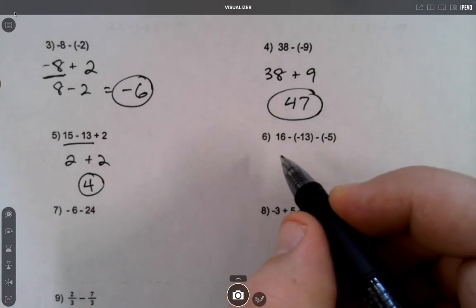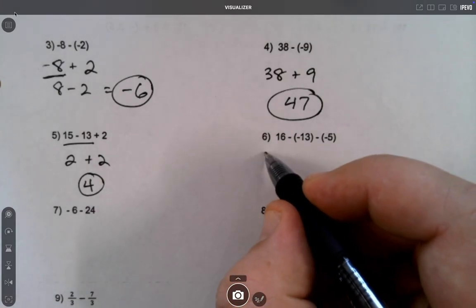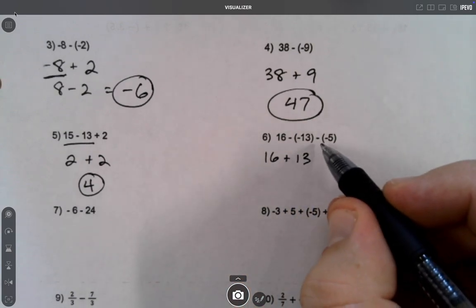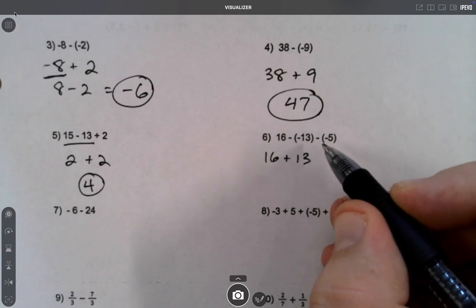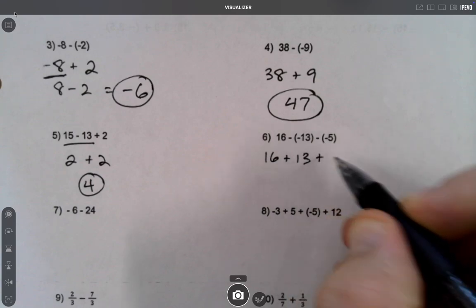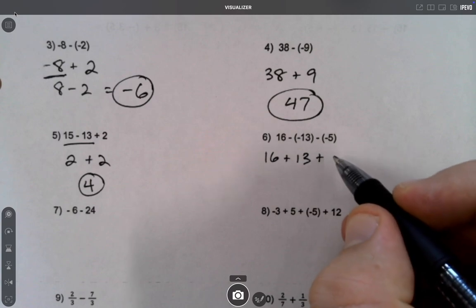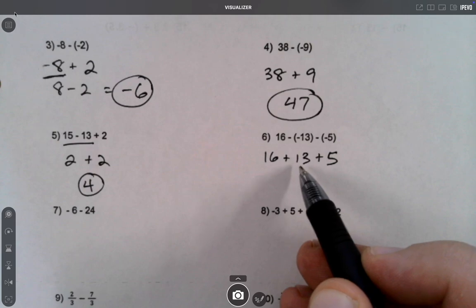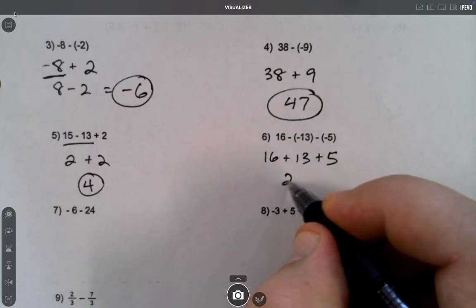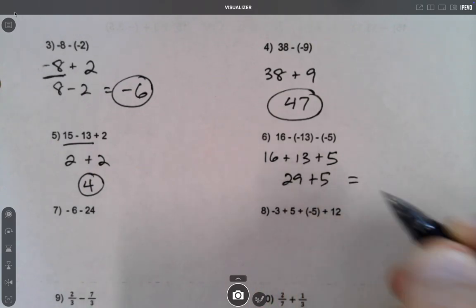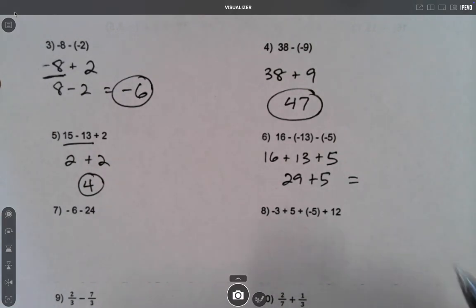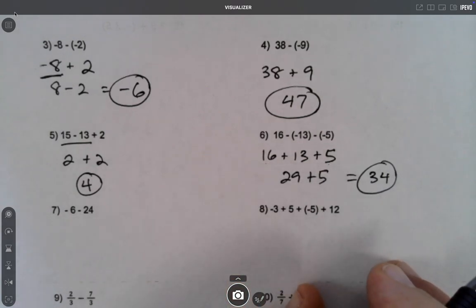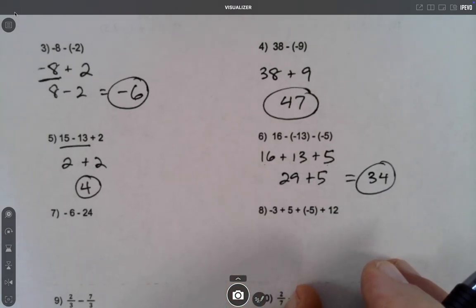Okay, number 6, 16 minus -13. So we do keep, change, change. Then we do it again here because we have minus and negative again. So we change the minus to a plus, and the negative to a positive. We add the first two together first. They're the same sign. 16 plus 13 is 29. These are also the same sign. 29 plus 5 is 34. And since all these numbers are positive, our answer is also positive.